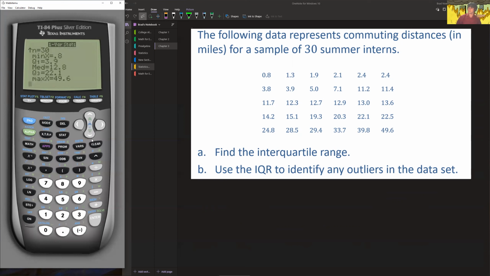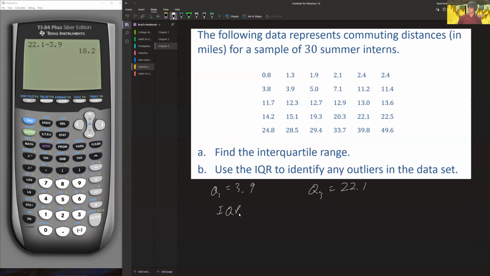I'm going to take a look here. My first quartile is 3.9. My third quartile is 22.1. So I'm going to go ahead and do 22.1 minus 3.9. That will give me my interquartile range. So my interquartile range, which is of course my third quartile minus my first quartile, is 18.2. All right. Now I need to use this to identify any outliers.